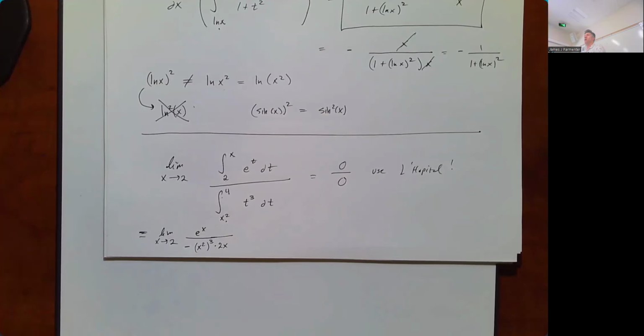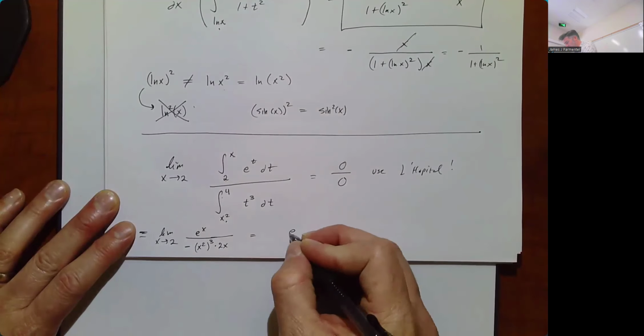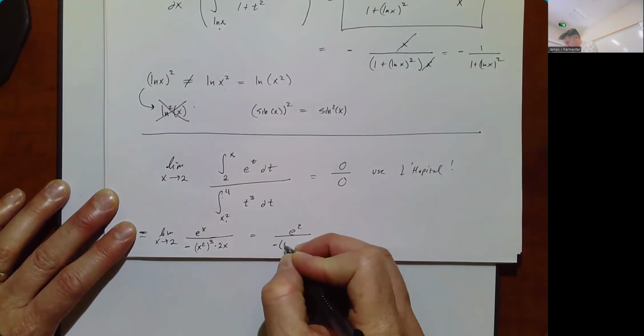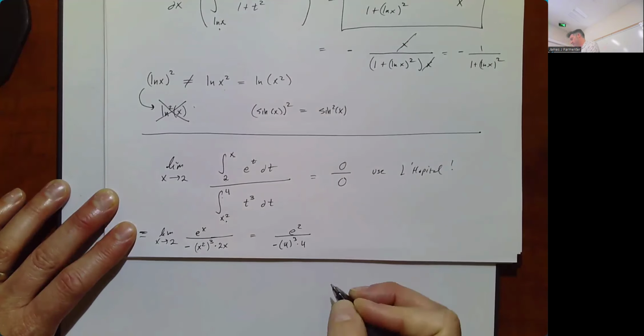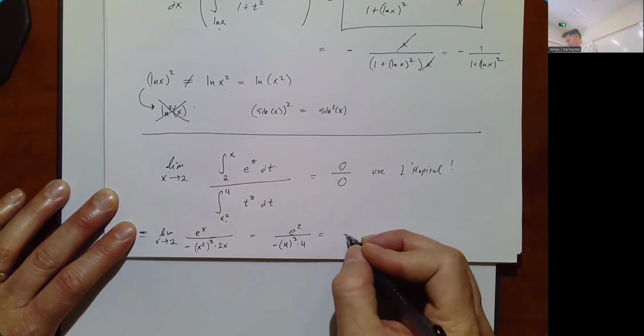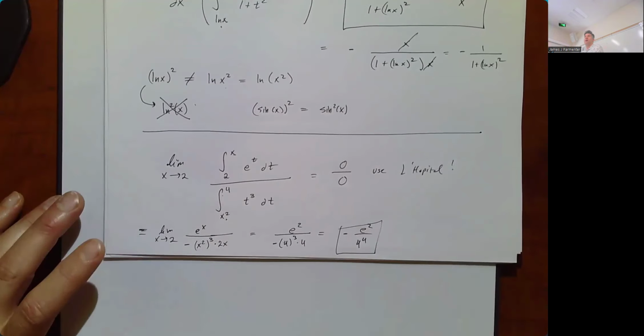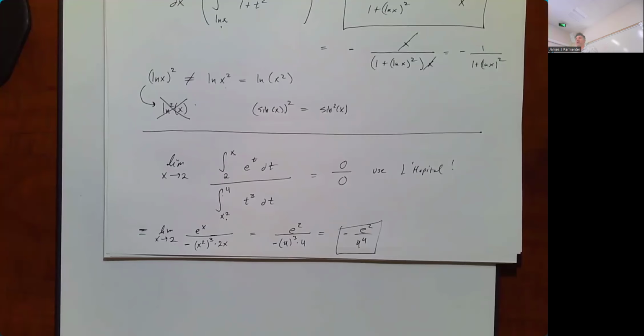And then we can go along and actually plug in 2 and get something weird like e squared divided by negative 4 cubed times 4, which, yeah, sure, we could simplify that. It's negative e squared over 4 to the 4th. But this is a popular type of question, I feel like, in 21B, where people are like, oh, we're going to make them use the fundamental theorem of calculus and L'Hopital's rule at the same time by giving them something like this. Kind of cool.